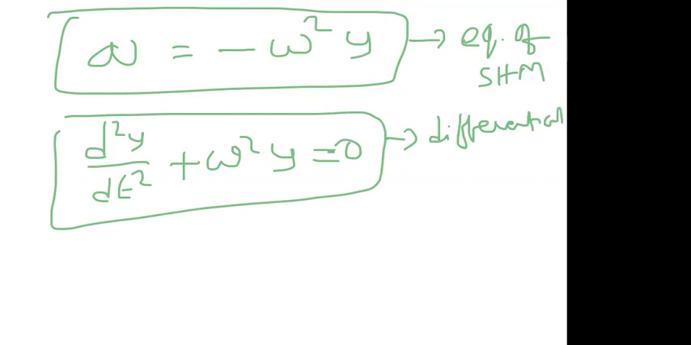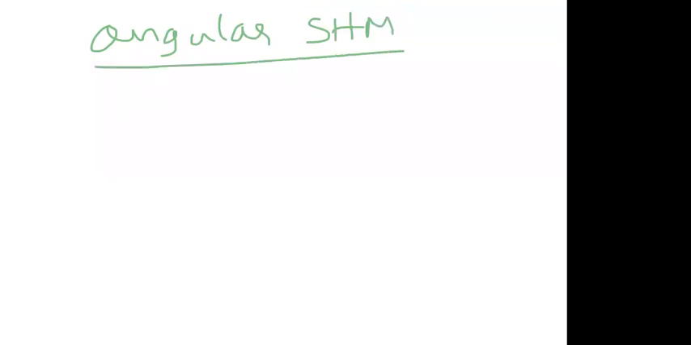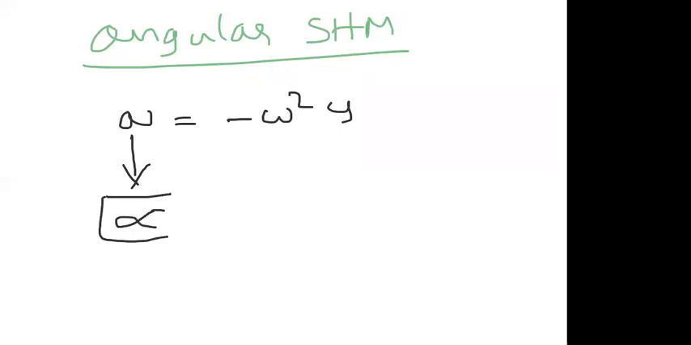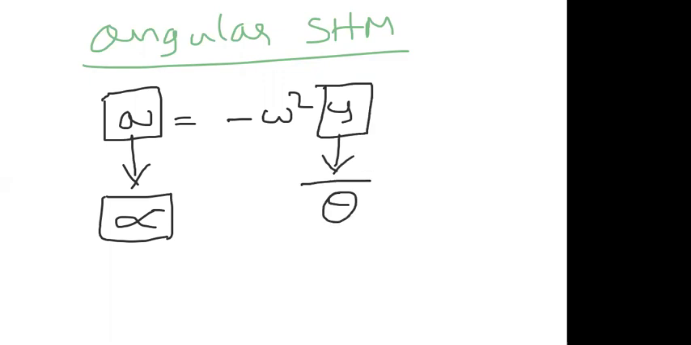After observing these two things, the question arises, what is angular SHM? So angular SHM means, observe carefully. Our target now is angular SHM. How to handle this concept? In linear we got the general equation a equal to minus omega square y. a is analogous to alpha in rotatory motion: acceleration in translatory, alpha is angular acceleration in rotatory. And displacement is analogous to angular displacement.